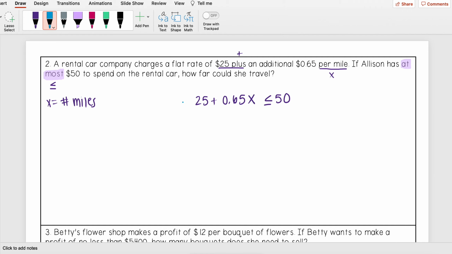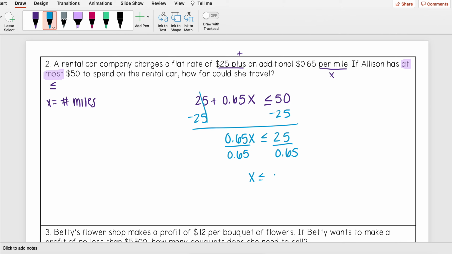And now I can go ahead and solve this. So I'm going to subtract 25 from both sides. And I get 0.65x is less than or equal to 25. And then I'm going to divide both sides by 0.65. And when I do that, I get that x is less than or equal to 38.5 miles. So Allison can drive up to 38.5 miles.